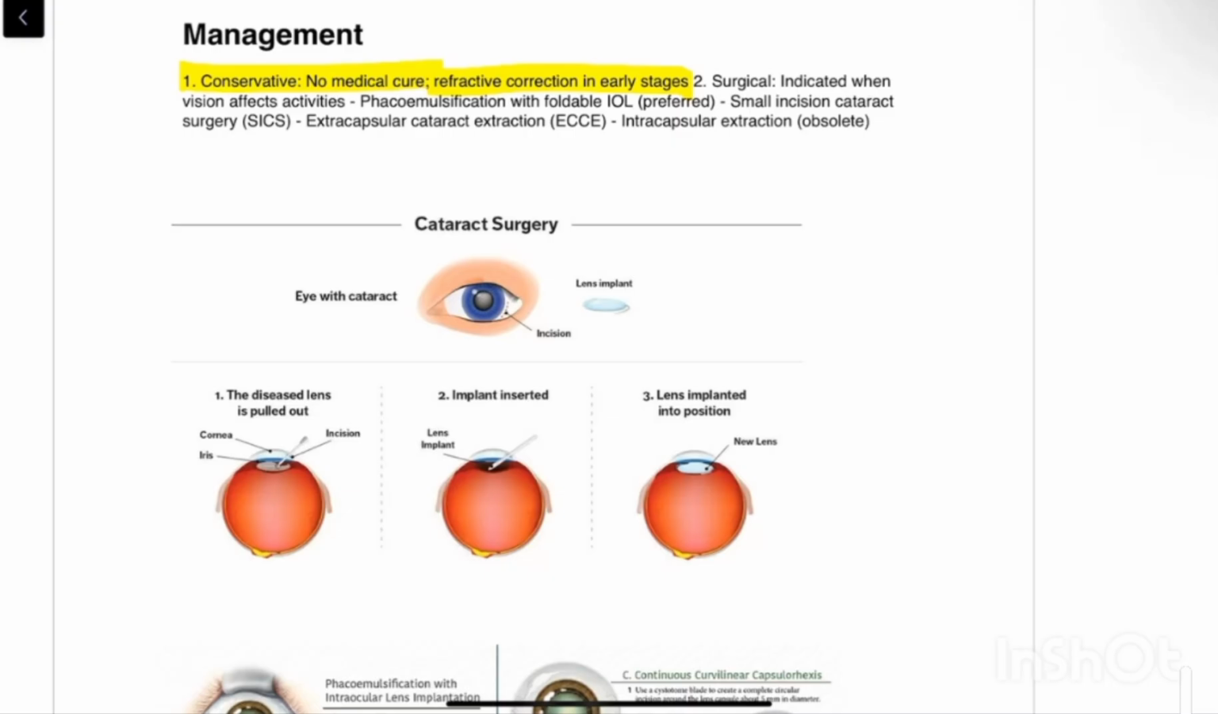When is surgery indicated? It is indicated when vision affects activities, like normally he has to get upstairs or go down the stairs. If the patient is unable to go down the stairs, or if it is causing a problem in performing his activity, then surgery is indicated. Okay, and what surgeries do we usually do? We usually do two kinds of surgeries: small incision cataract surgery, which was conventionally followed, and nowadays phacoemulsification with foldable intraocular lens. IOL is intraocular lens.